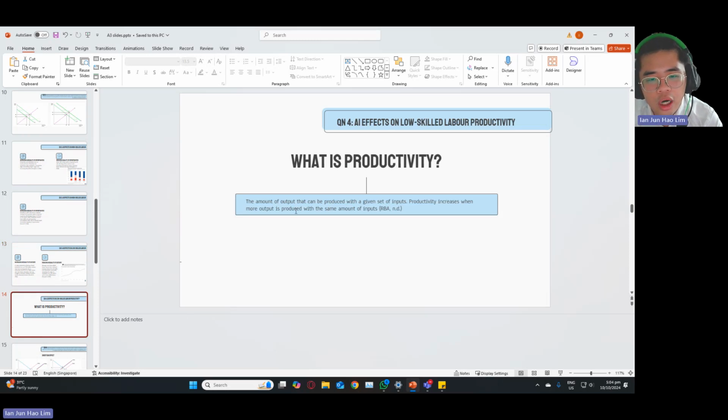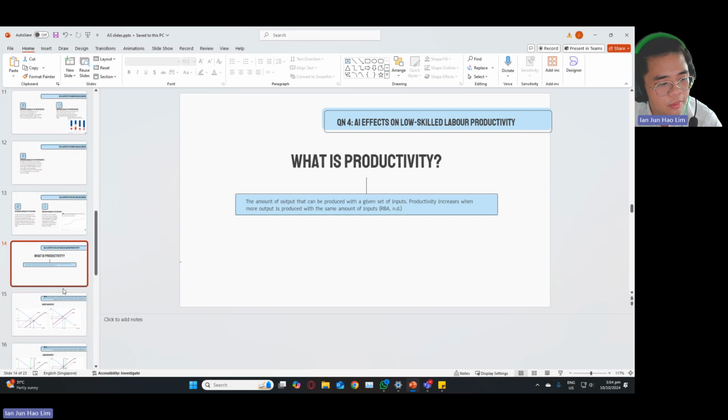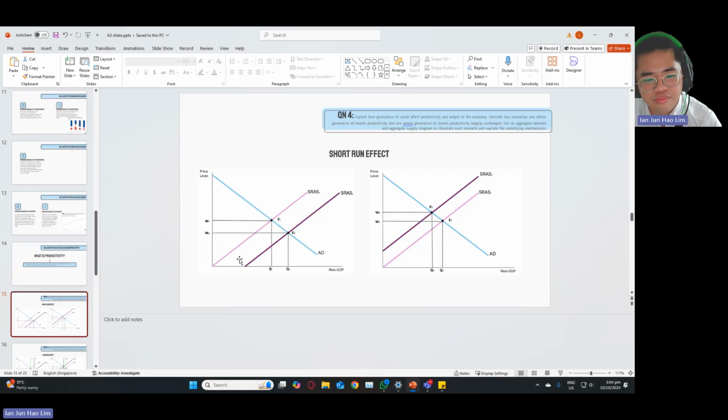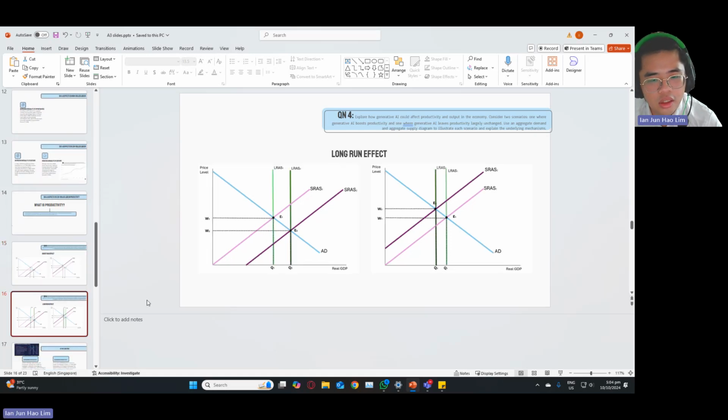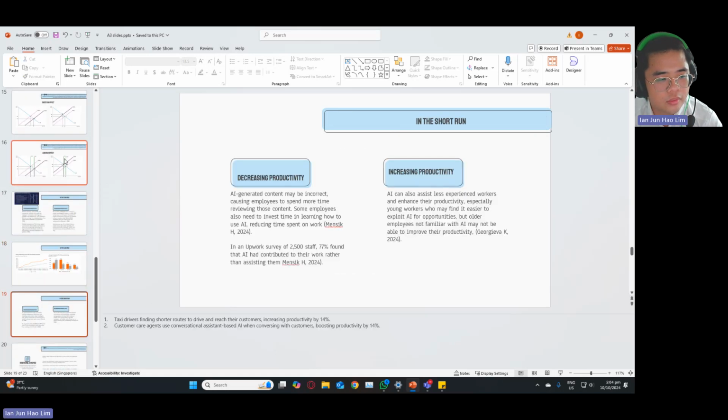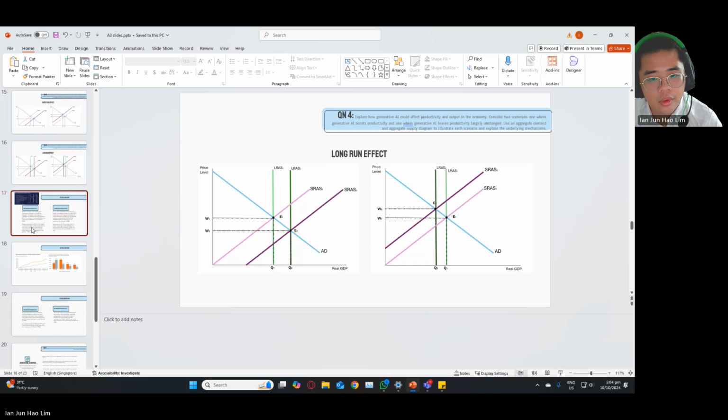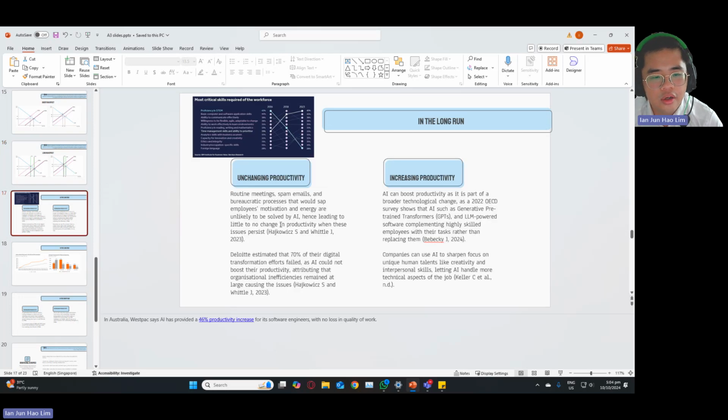Next, question 4, how does AI affect productivity in the market? So firstly, to define, we must tell what is productivity. So productivity is the amount of output that can be produced with a given set of inputs. By increasing productivity, it means that more output is produced with the same amount of inputs. So here is the aggregate demand and aggregate supply curve for the short run effect. And then here's the one for long run effect.